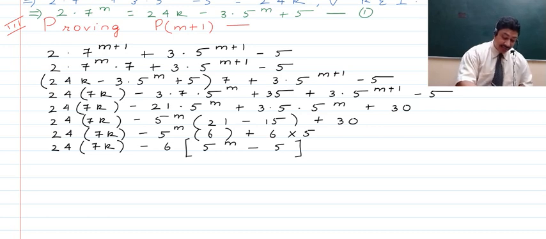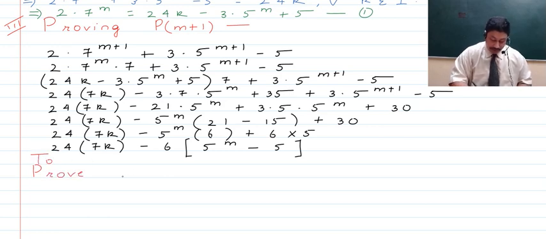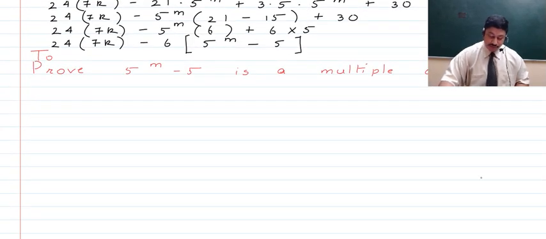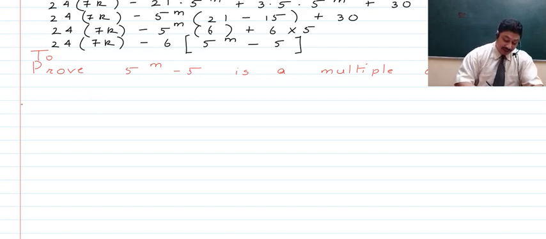Now guys, the important thing is to prove 5 raised to the power m minus 5 is a multiple of 4, right? Now guys, in order to do this, what we do next is we again go through the grind, that is the 3 steps. Now we call in the first step, which is the basic step.